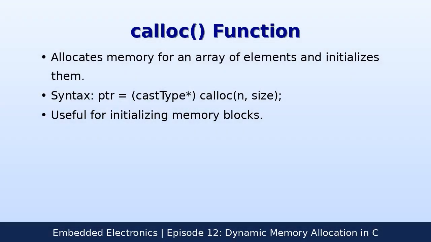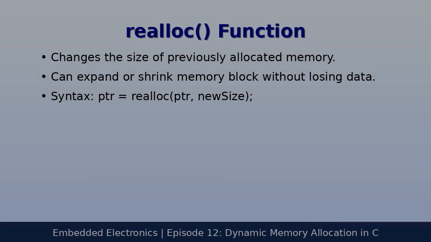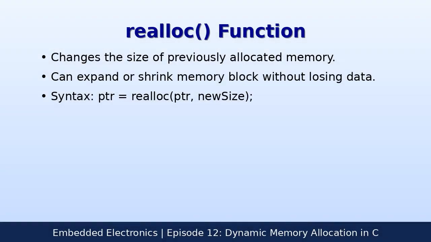The calloc function allocates memory for an array of n elements of given size and initializes all elements. It helps avoid garbage values. The realloc function adjusts the size of a previously allocated memory block. It can increase or decrease the size while preserving existing data.